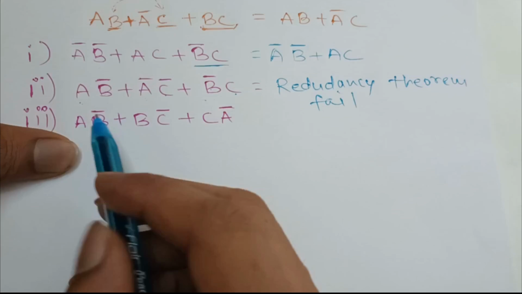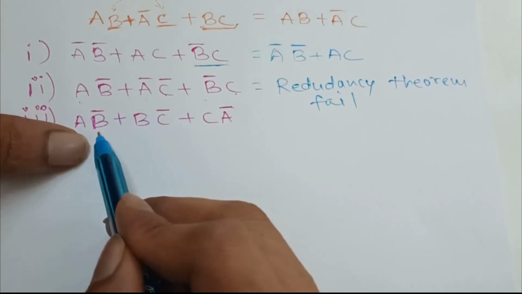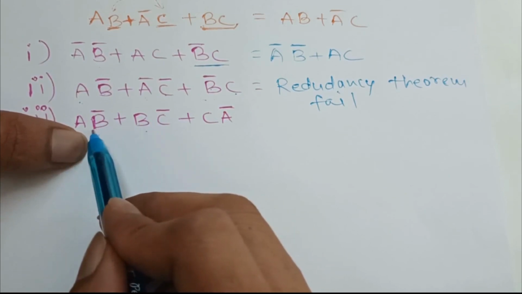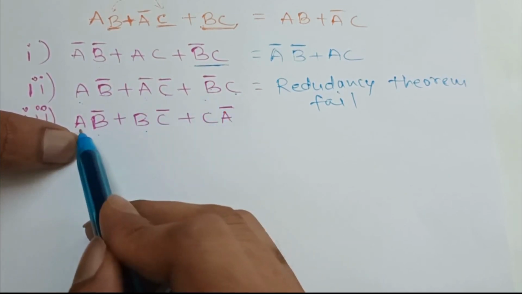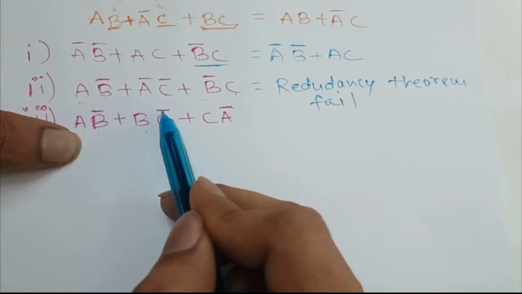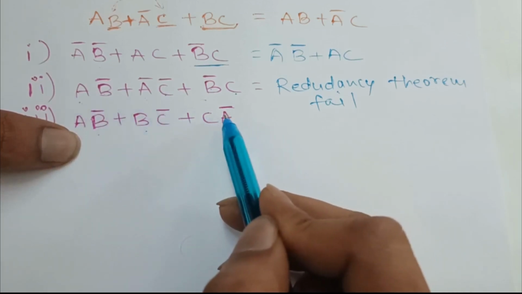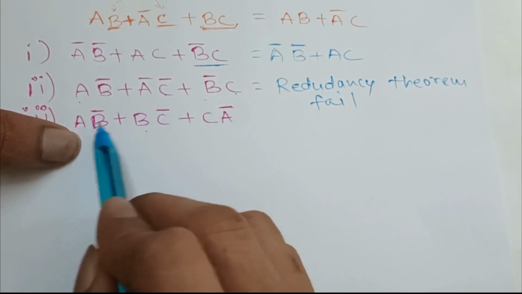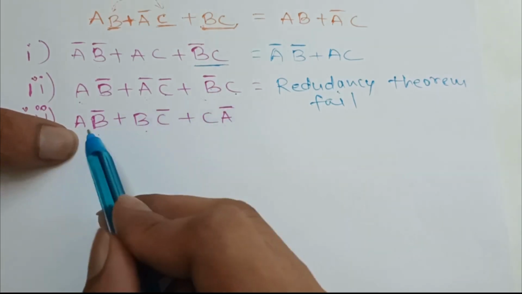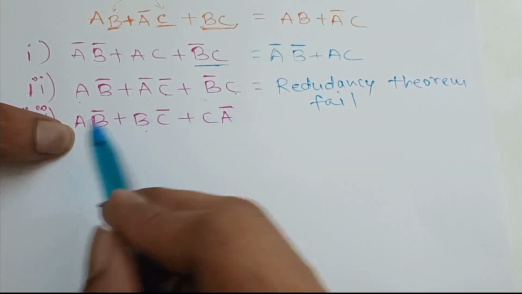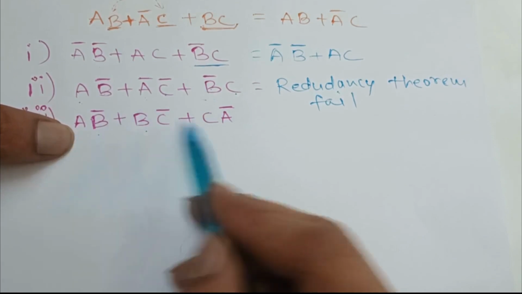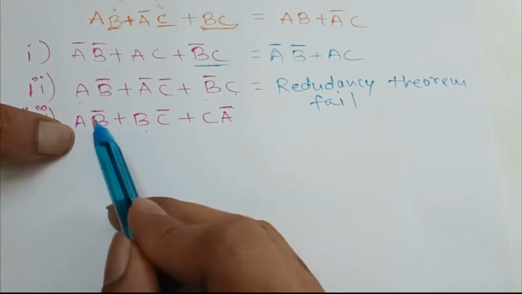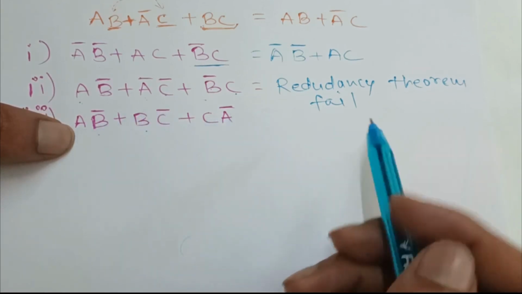So check for B. B is in complemented form and here non-complemented. Along with that, these terms A and C bar are there. The product of this is not there in the entire equation. So the redundancy theorem is not applicable for B. If you check for A, it is here in non-complemented form and there in complemented. Along with that, B bar and C. The B bar C product term is not there.